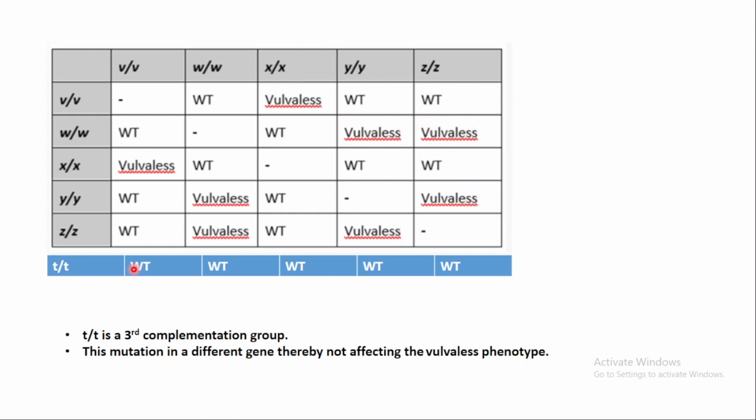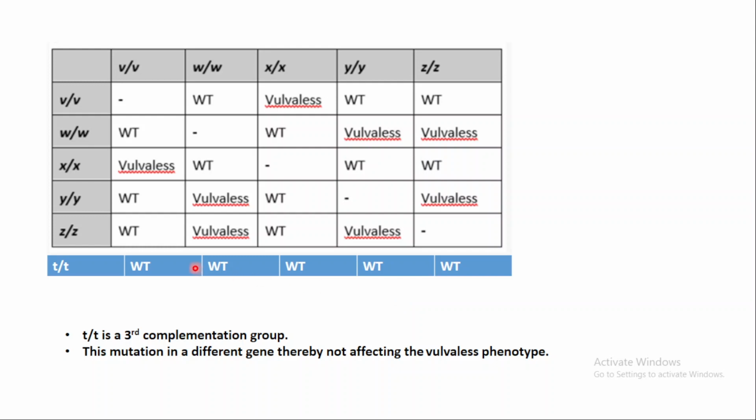Now if you see, T forms no complementation group with anyone. That means T in itself is a complementation group. T by T is a third complementation group. So if you screen for more mutations, some other mutations might fall in complementation group with T by T, leading to the same vulvaless phenotype. This mutation is in a different gene, thereby not affecting the vulvaless phenotype.